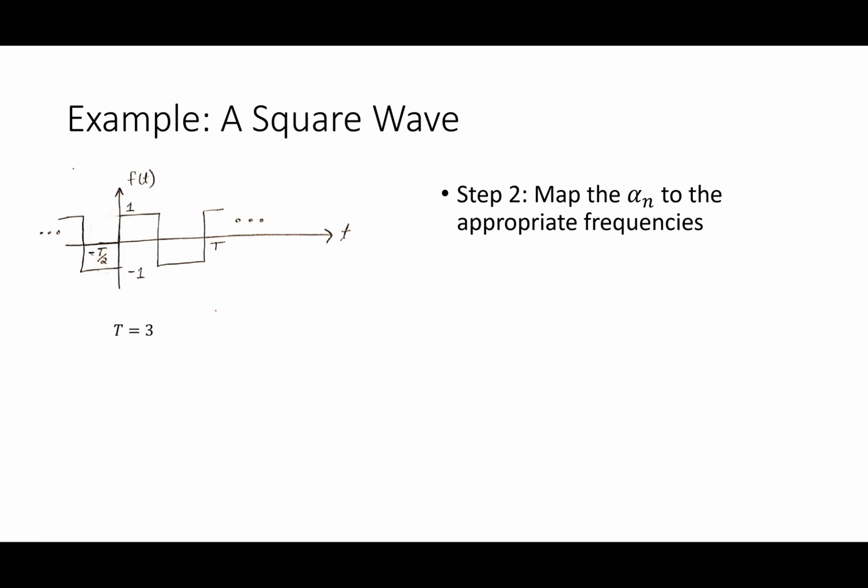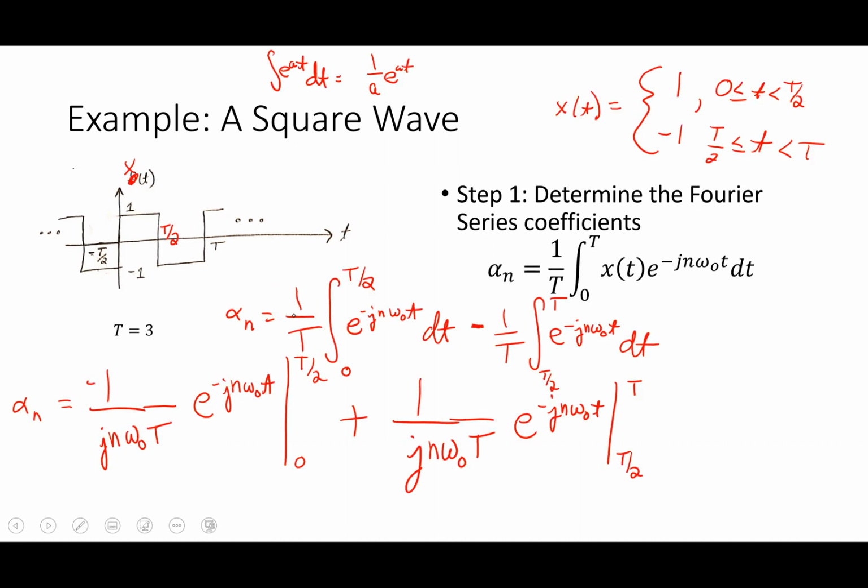So my alpha n, looking at this expression here, is this. How do I simplify that? I don't want to get too engrossed in this, but I can simplify whenever I have omega naught's in terms of capital T, and this is going to happen a lot. How does omega naught relate to capital T? 2 pi over T. So that simplifies this term here, this term here, this term here, and this term here.